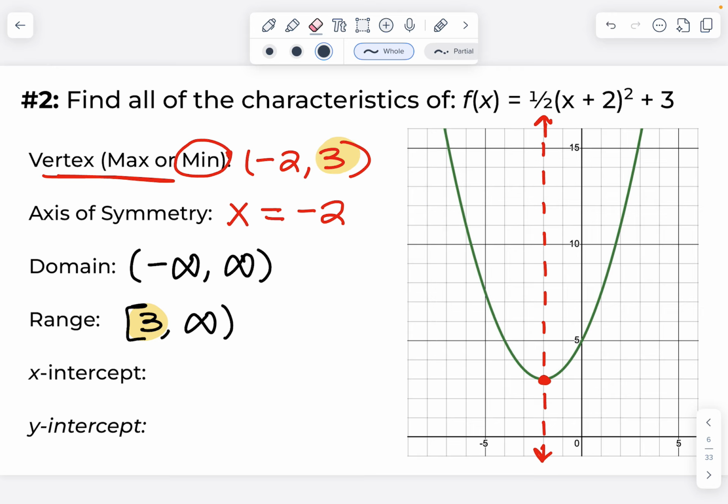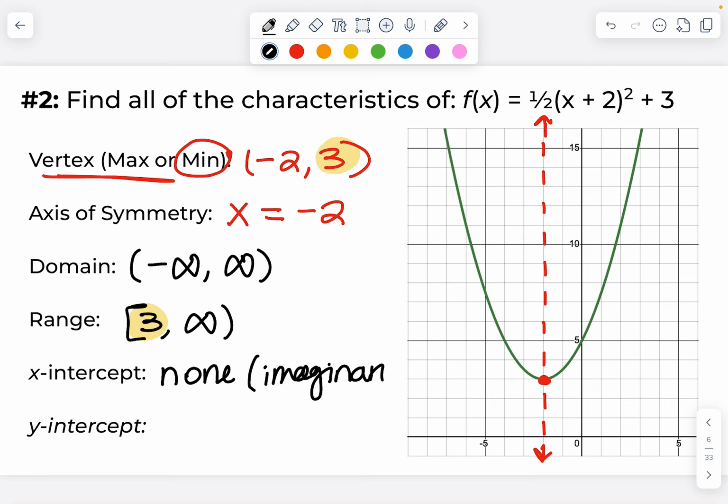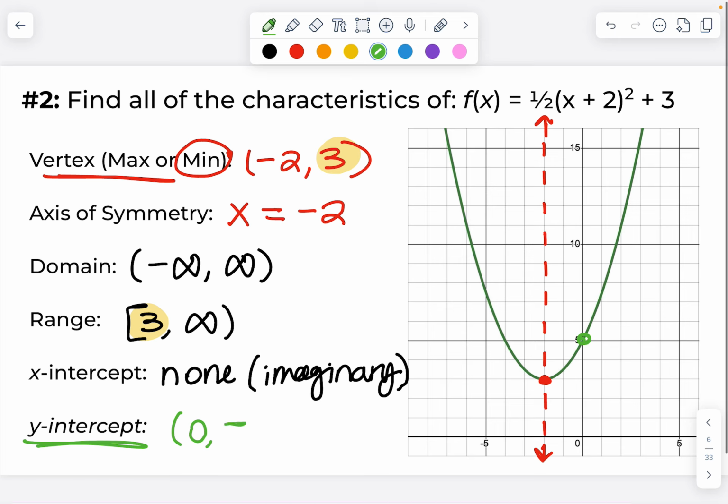Now again, this is a situation where I do not cross that x-axis, so I don't have any x-intercepts. Again, I'll write out imaginary. My y-intercept for this one is at 5, so 0, 5 is the coordinate for that y-intercept. Okay, so that is all the characteristics from this graph.